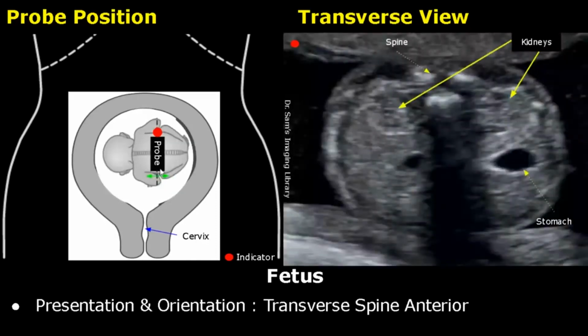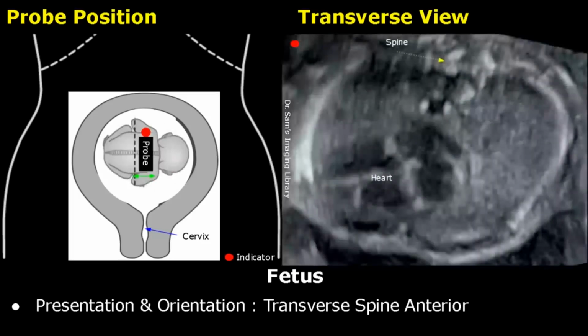For a transverse presentation, when you place the probe in longitudinal orientation over the uterus, you will get a transverse image of the fetus. If the spine is anterior, it will be seen at the top of the image. The stomach will be seen in the right half of the image. Similarly, the heart will also be seen in the right half. You can move the probe left and right to locate the fetal head and all other structures.